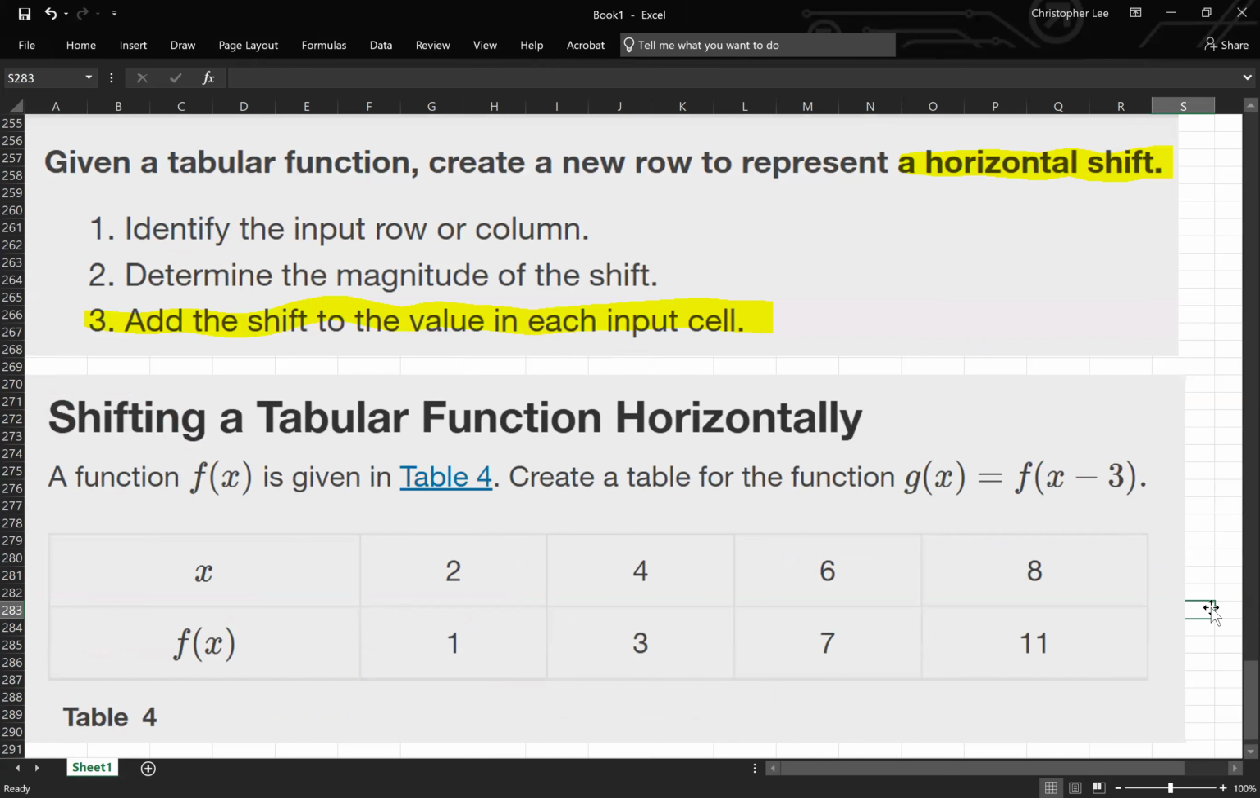So shifting a tabular function horizontally. A function f of x is given by the table. Create a table for the function g of x equal to f of x minus 3.